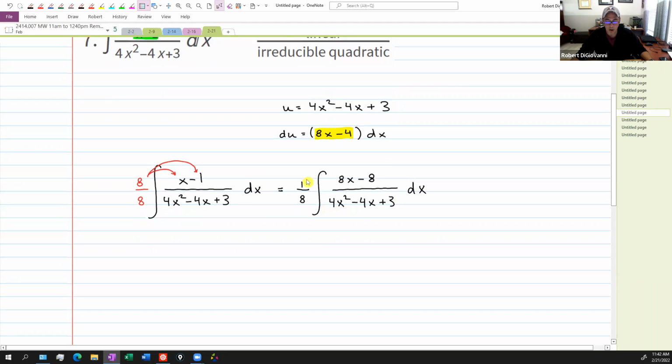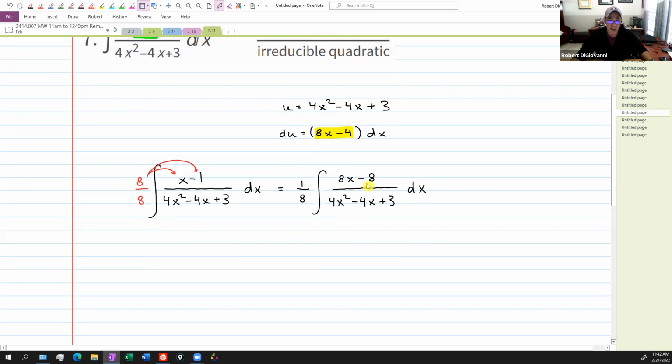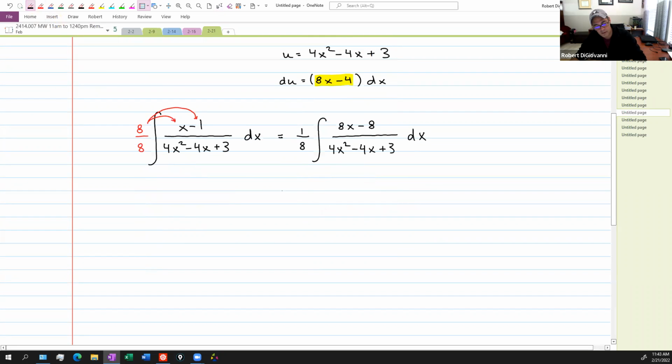Now, again, I wish it was 8x minus 4. It's 8x minus 8. Right? So now my next kind of clever move. I'm going to go here and write 8x, and I wish it was what? Minus 4? I'm going to subtract and add 4. Now, we still had a minus 8 there, didn't we, on top? And then on the bottom, we have 4x squared minus 4x plus 3 dx. So do we still agree I have not changed the problem? Right? This is the same integral.